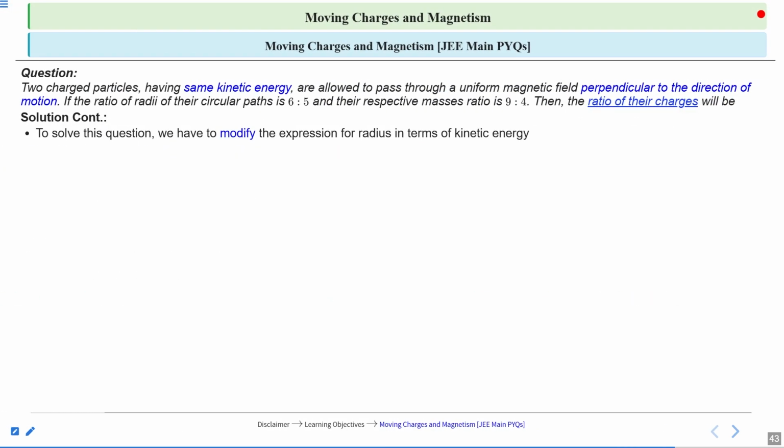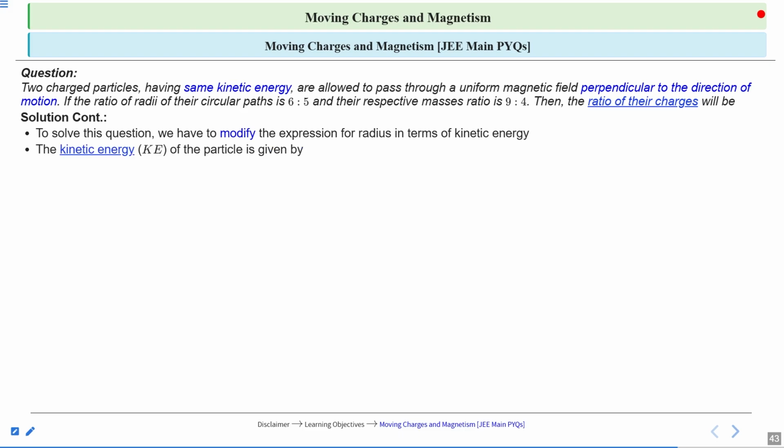To solve this question, we have to modify the expression for the radius in terms of kinetic energy. In the question, it is given that they have the same kinetic energy, so we have to use that. We have to modify the expression of the radius of the circular path in the form of kinetic energy.